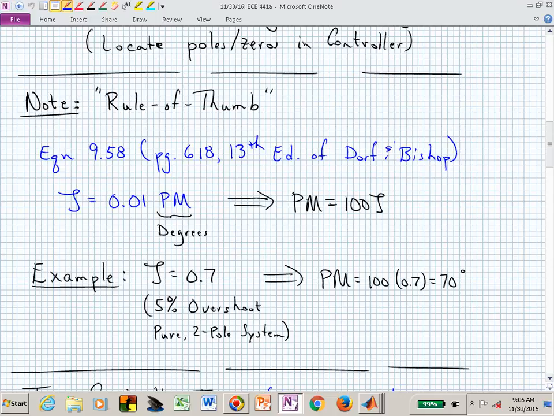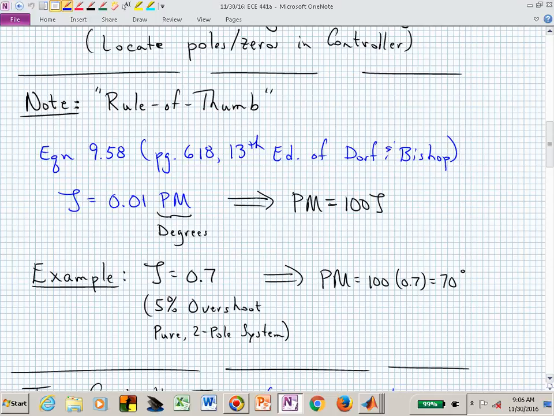Typically, we're going the other way. Somebody might say, I want a percent overshoot of 5%. And you go, oh, well, that's consistent with a zeta value of 0.7. So now I have a zeta value of 0.7, my phase margin. Oh, I want to try to achieve a phase margin of 70 degrees in this Bode plot design approach.